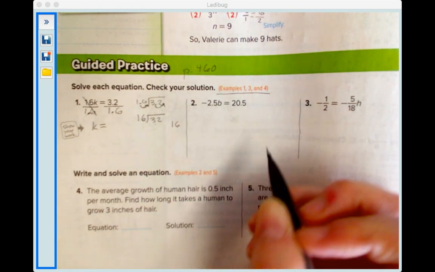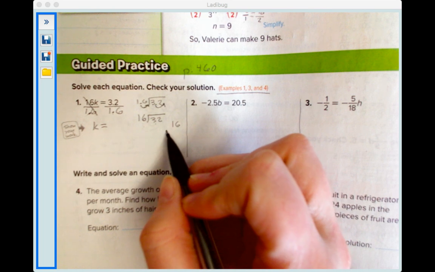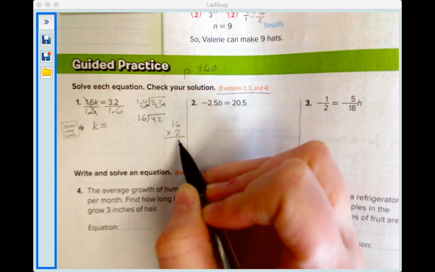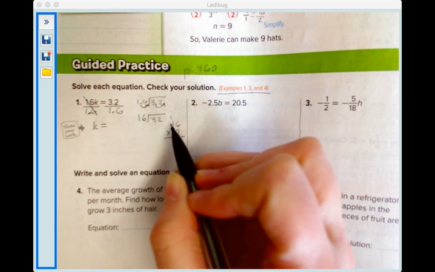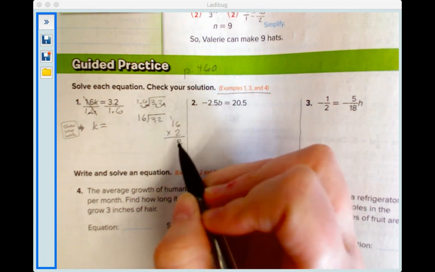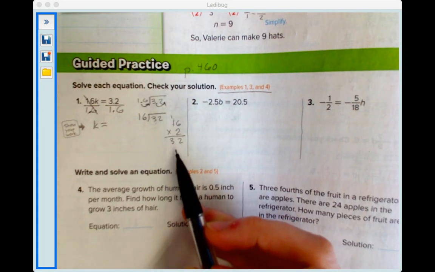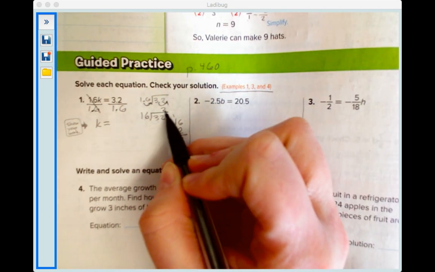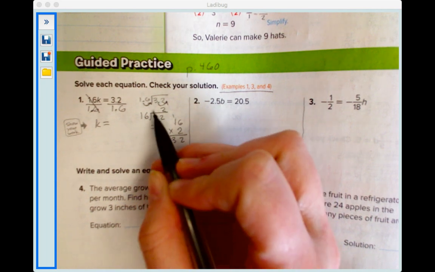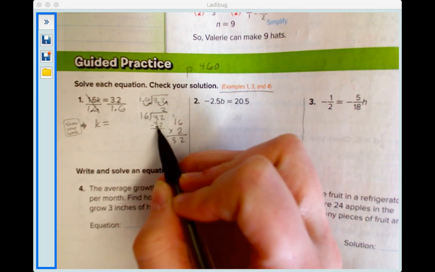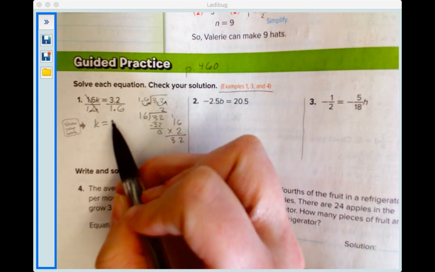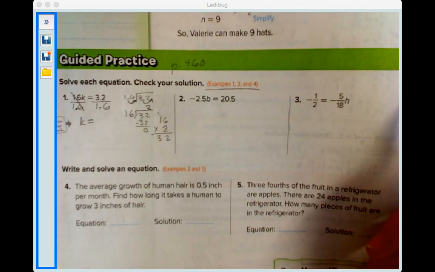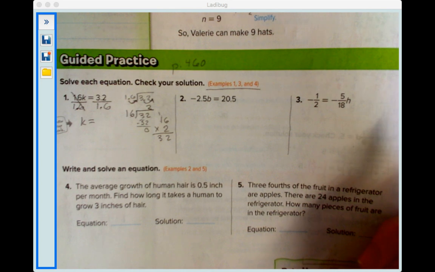So 16 times 1 is 16. 16 times, let's go right to 2. 16 times 2. 6 times 2 is 12. 2 times 1 is 2. Plus 1 is 3. Right off the bat, we have 32. So 16 times 2 is 32. We subtract 32 minus 32 is 0. So K equals, that's your answer. I'm not going to write it in there.